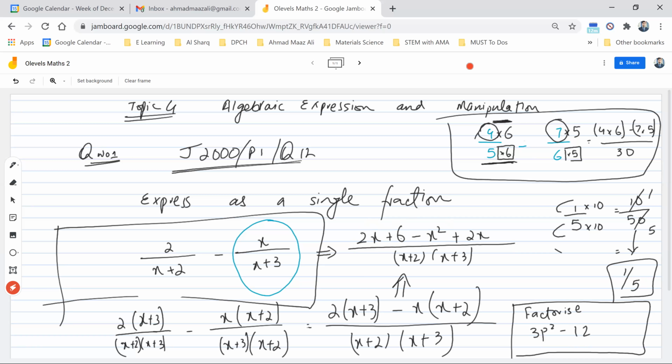All right. Okay, wait a second. There's a mistake. It's minus x squared minus 2x, because it's minus. So yeah, which means this will be cancelled with this one, and you'll only be left with x minus x square plus 6 upon x plus 2 times x plus 3. There you go. That's the answer.